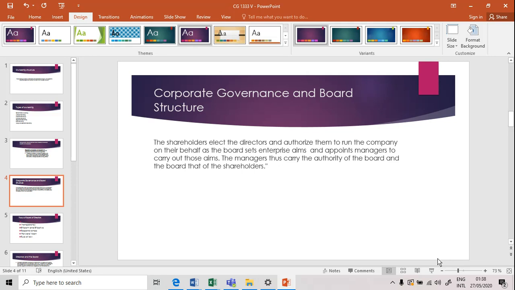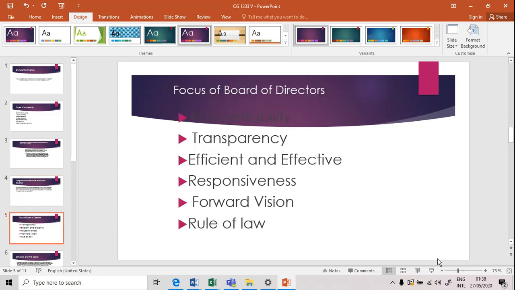Now, what is the focus of the board of directors? They must be focused on accountability. They must be willing, when it comes to decision making, to clearly define the objectives of the corporation. Not only must they be willing, they must be open when it comes to the agreed objectives. They must also be transparent.